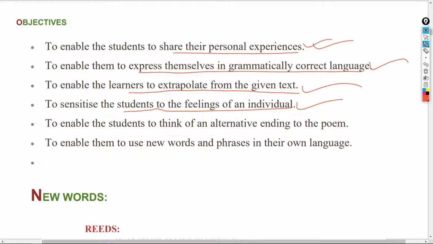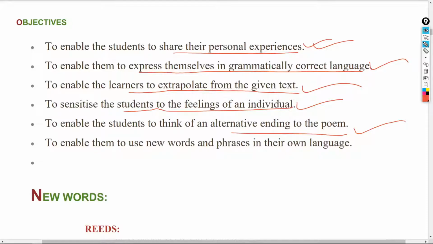Okay, means we'll get ourselves sensitized to the feeling of an individual as well as the snake. Enable the student to think of an alternative ending of the poem. तो जब आप कविता मतलब पढ़ लिया, पढ़ने के बाद ऐसा भी सोचा है, अरे सर ये कविता तो मतलब ना दूसरे ढंग से भी लिख सकते हैं, तो जो लास्ट पार्ट है वो लास्ट पार्ट को सामने में देकर हम कविता शुरू कर सकते हैं. ये ट्रेडिशनल वे होगा, है ना.